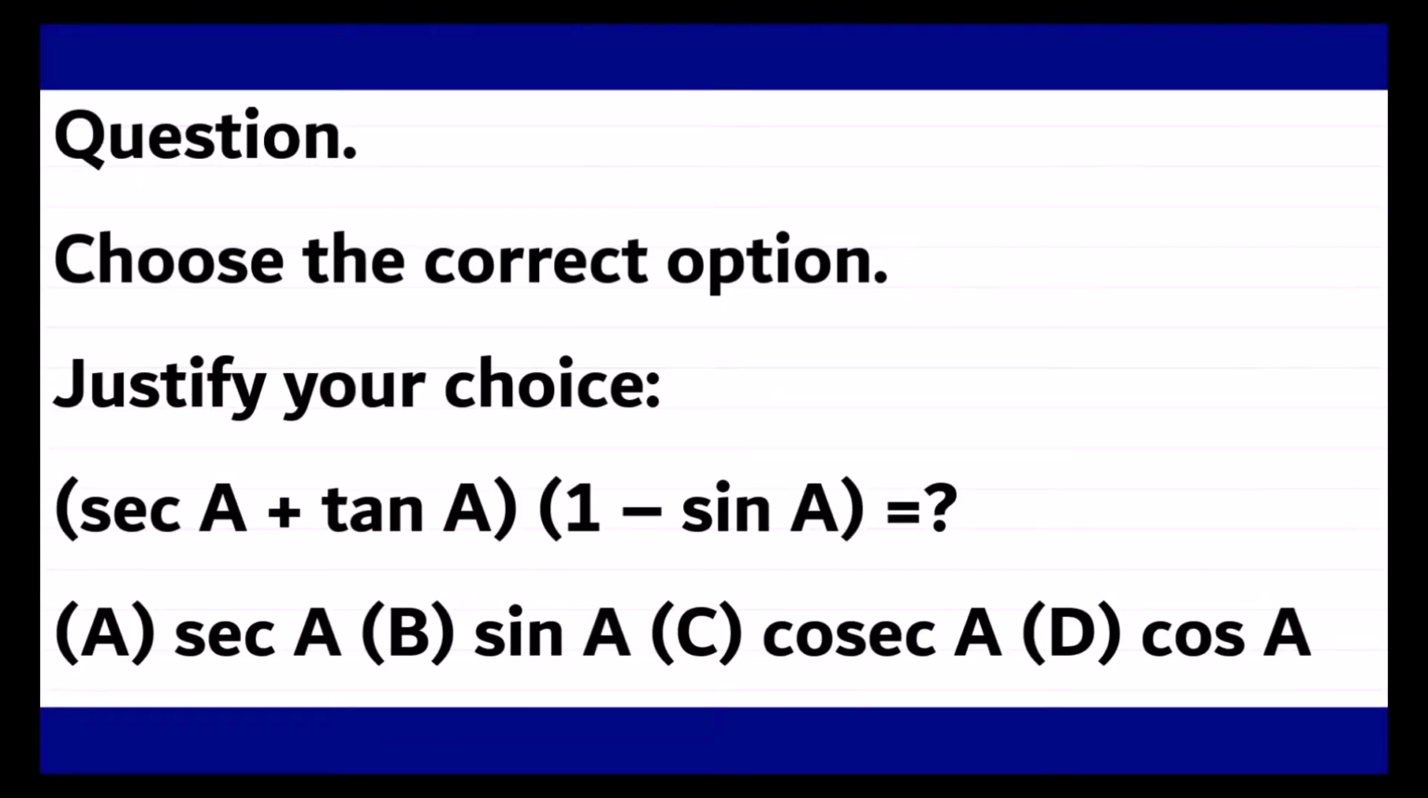The given question is: choose the correct option, justify your choice. The given equation is (sec A plus tan A) into (1 minus sin A) is equal to what? The options are A, sec A; B, sin A; C, cosec A; and D, cos A. So guys, let's move ahead and try to solve this given equation and find out the correct option.